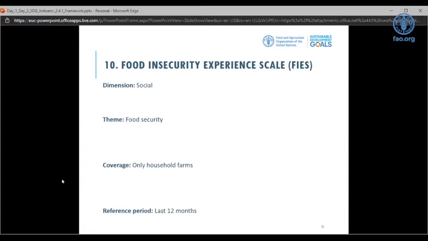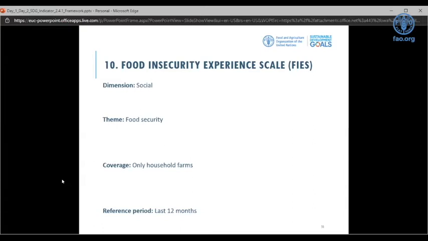So the second last sub-indicator within the framework of SDG 241 and the second in the social dimension is the Food Insecurity Experience Scale or FIES. As many of you may know, FIES is already a tier one SDG indicator 2.1.2 for which FAO is custodian agency, meaning that it has an established methodology and data on it is regularly collected by countries and reported by FAO.